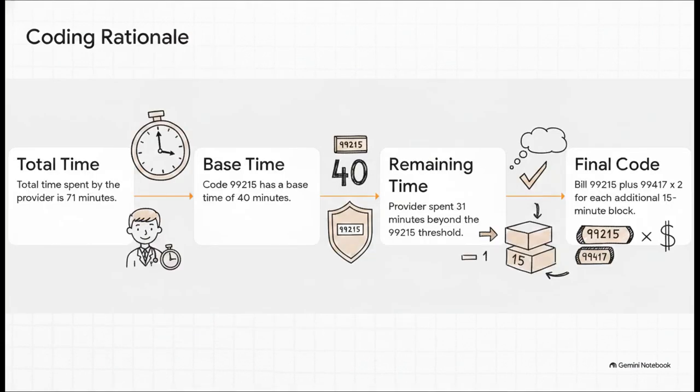Step 1, isolate your base time. We know 99215 covers the first 40 minutes of the encounter. Step 2, find your remaining time. We just subtract the 40-minute base from our 71-minute total, and that leaves us with 31 minutes of prolonged time.